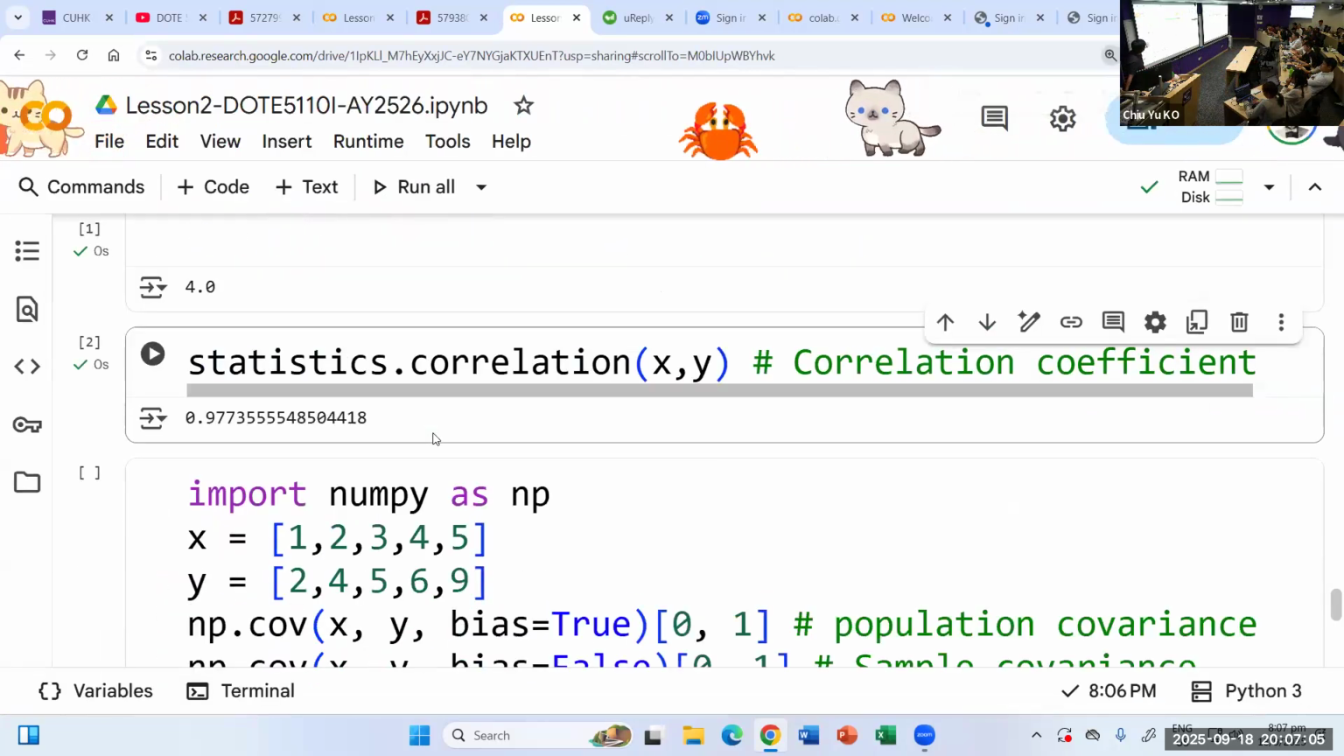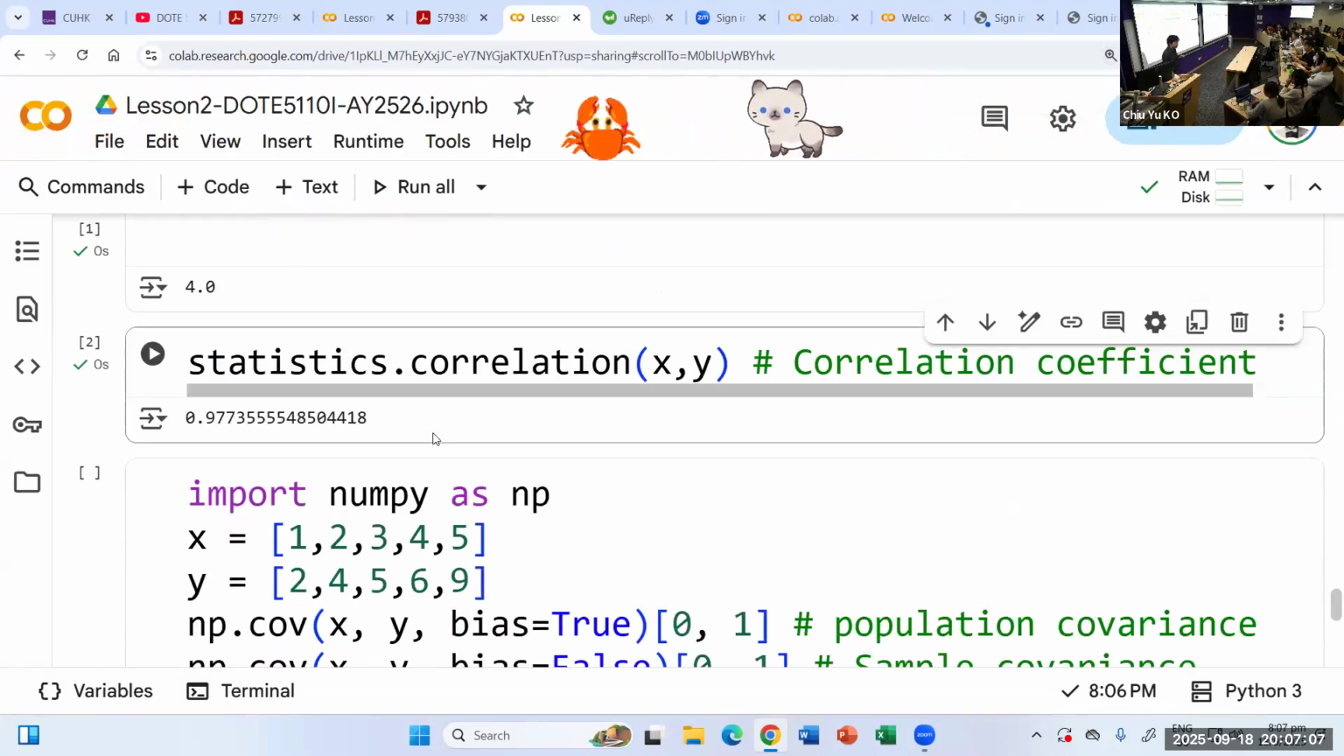It's big enough to see. So this is the answer there. Is that okay? So this is very strongly rated. Okay.